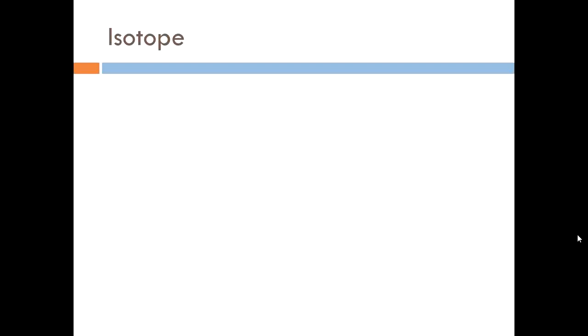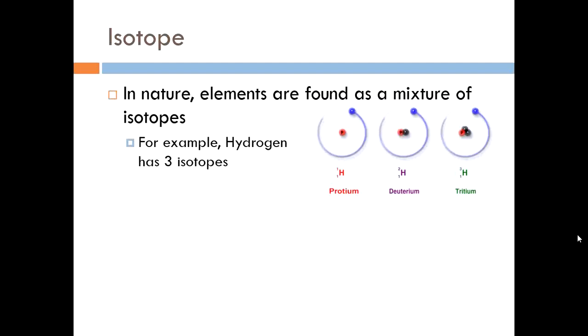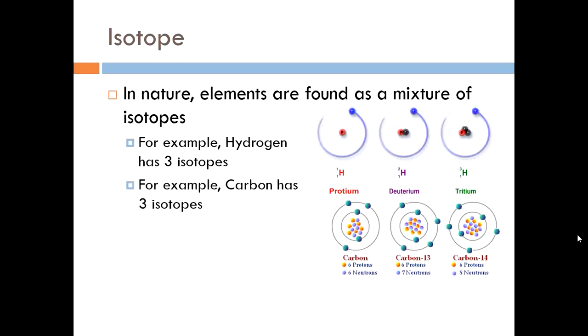Now, did you know that each element actually has different types of atoms? These are isotopes. In nature, elements are found as a mixture of isotopes. For example, hydrogen has actually 3 types of atoms: hydrogen 1, hydrogen 2, hydrogen 3. Carbon also has 3 different isotopes: carbon 12, carbon 13, and carbon 14.